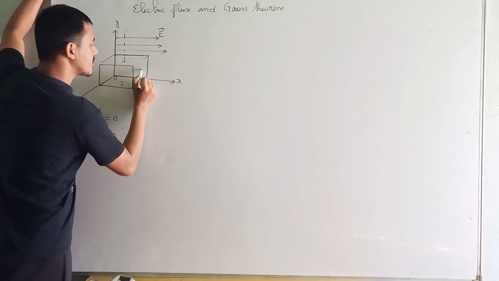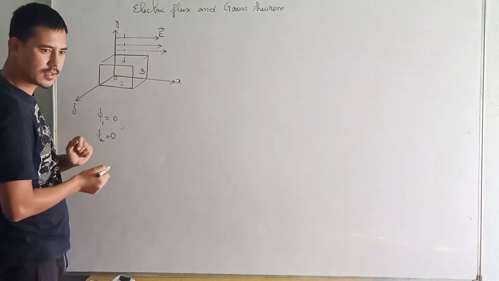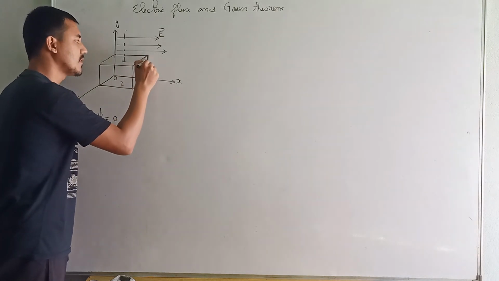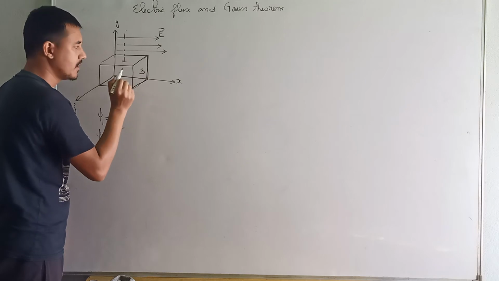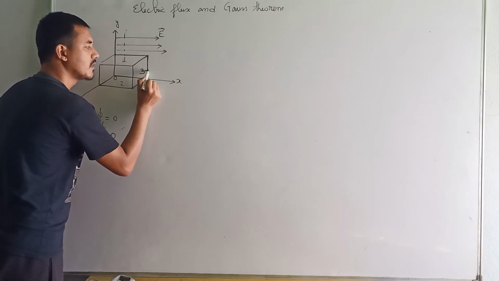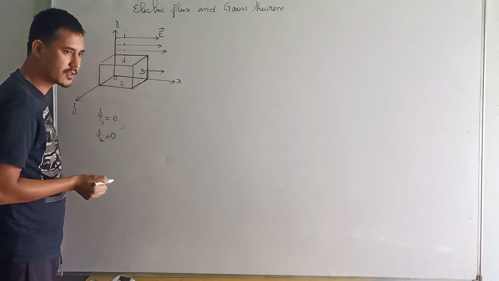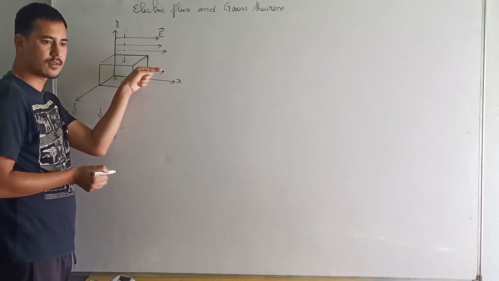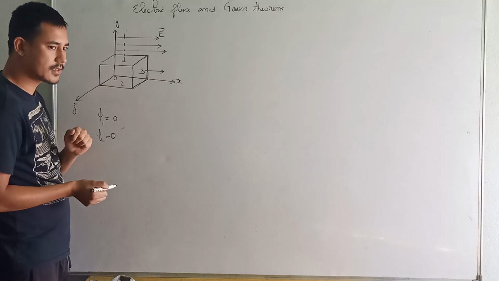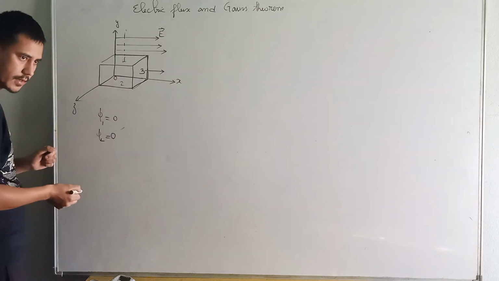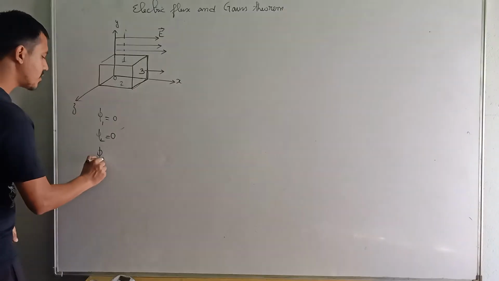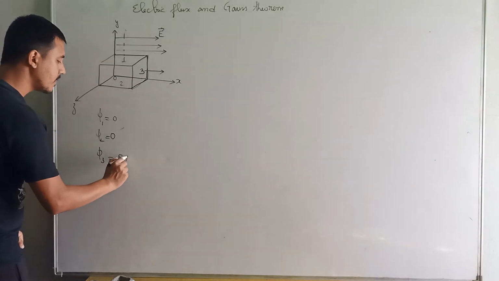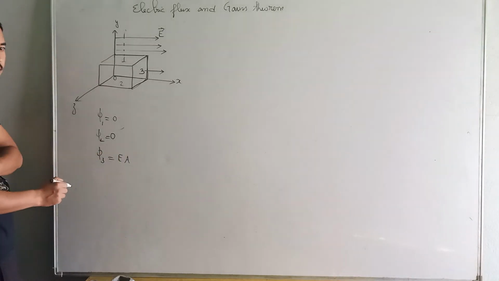Let me take this face as the third face. Is it okay? The area vector will be pointing in this direction. Electric field is also in the same direction, right? So in that case, the angle will be 0 degrees, right? So phi 3 will be only E cos 0 degrees, E.